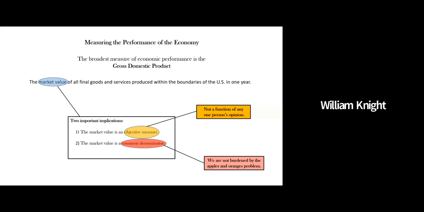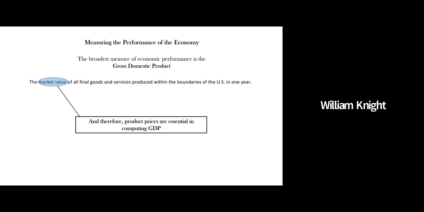But secondly, and most important in this context, is that the market value of a good or service provides us with a common denominator so that we are not burdened by the apples and oranges problem. Now you recall, hopefully from the first session, that the apples and oranges problem derived from the fact that apples and oranges are not additive. And because they are not additive, product prices are essential in computing GDP because they both have product prices and we can add those prices. Thus, the prices are the common denominator that makes them additive.